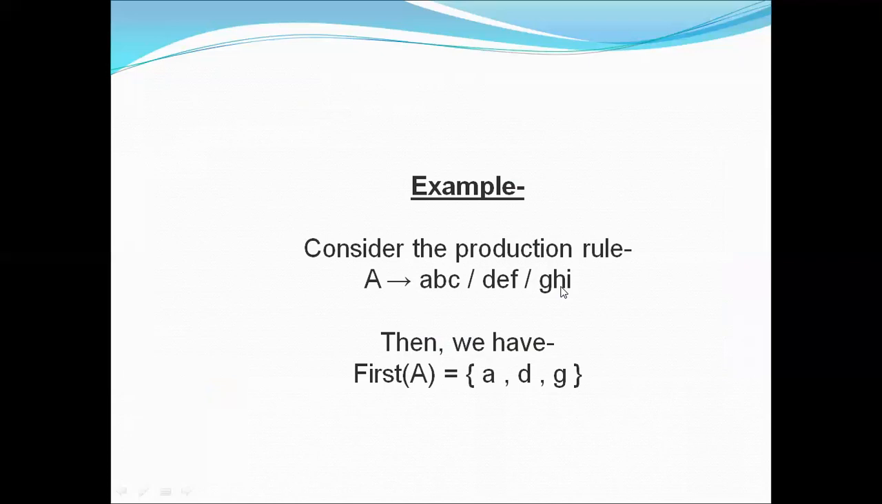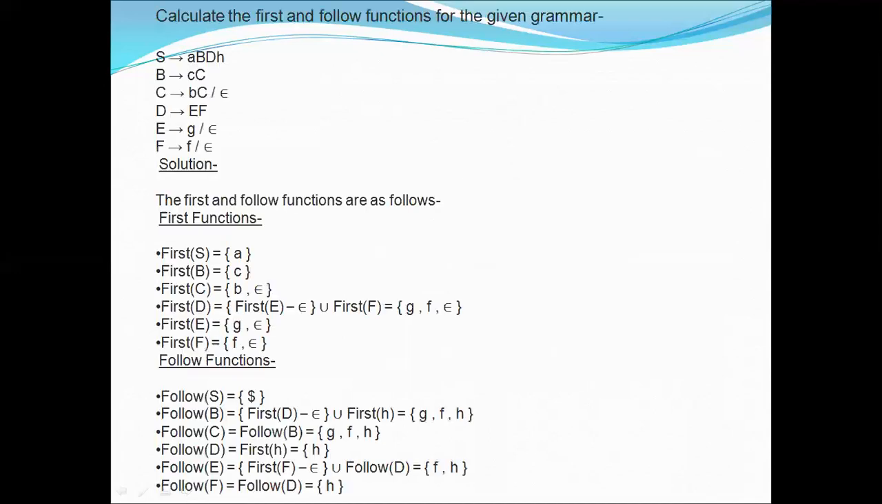What is the first of A? So first of A, this is directly producing A, directly producing D, H. This is a terminal. It is not producing anything more. So first is A, D, J. This is a very simple problem. And here calculate the first and follow for the given grammar.